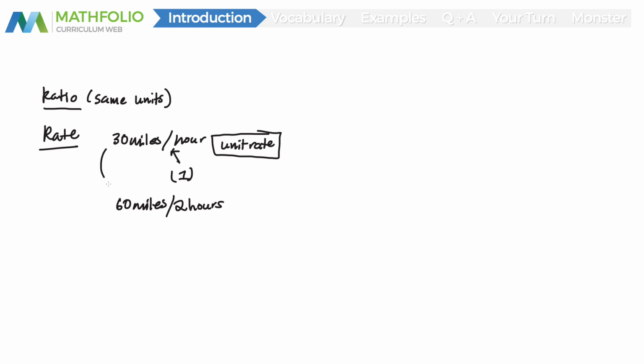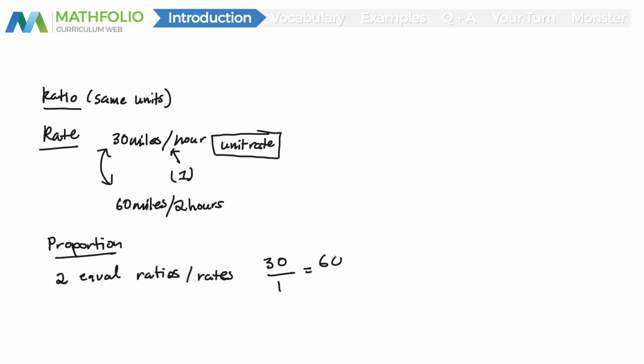Okay, now if we connect these two, we could in fact make a proportion. So a proportion is 2 equal ratios, or in fact rates. That's what a proportion is. So for example, 30 miles per 1 hour is the same as 60 miles per 2 hours. That's a proportion.